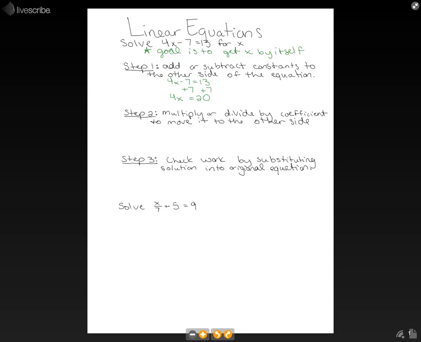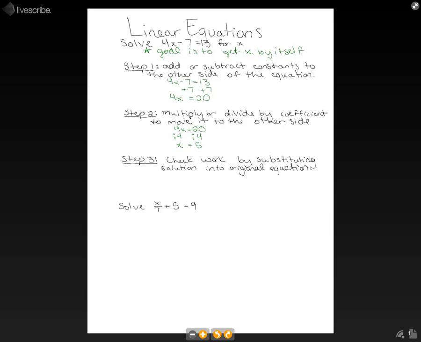In step 2, it says we're going to multiply or divide by a coefficient to move it to the other side. Our coefficient is the thing multiplied onto the variable. So in this case, that's the 4. So we have 4x equals 20. To undo that multiplication, we're going to do division by 4 on both sides, so that we'll just get x is equal to 5. Our last step is very important.